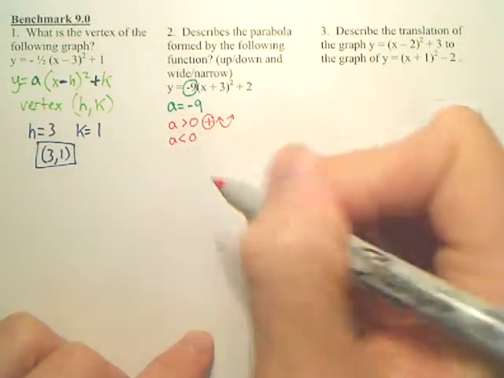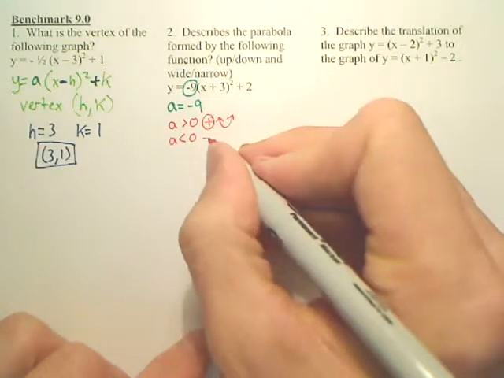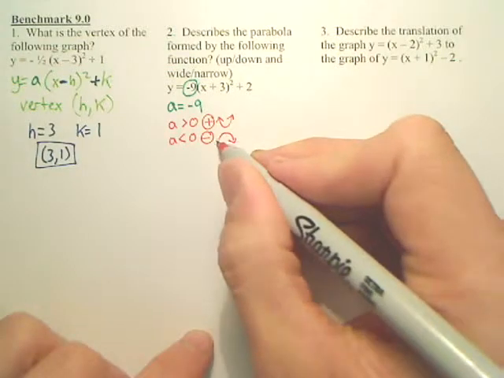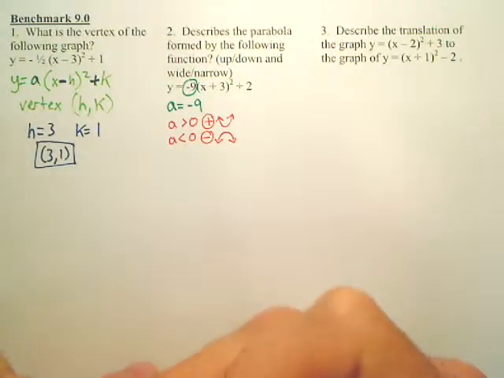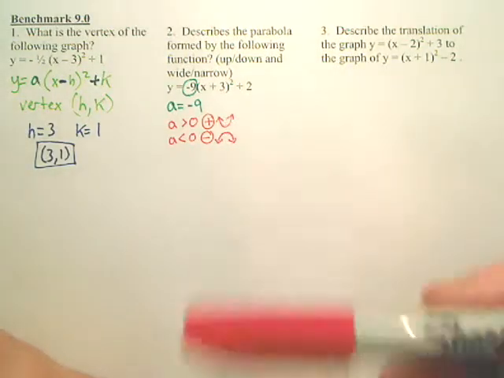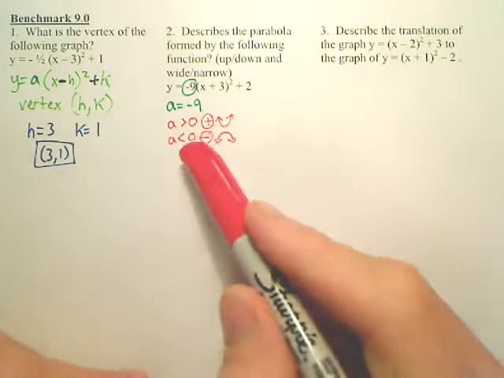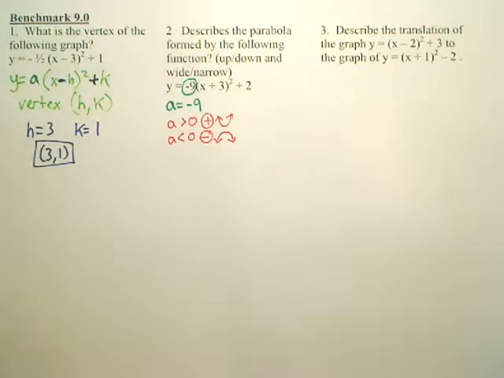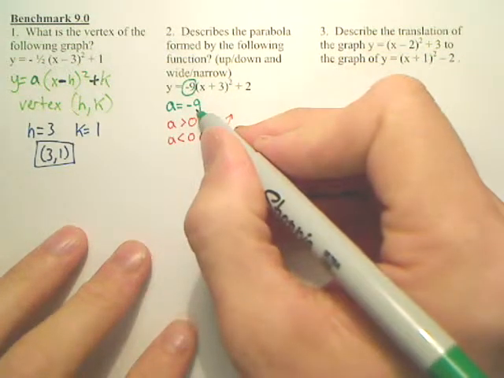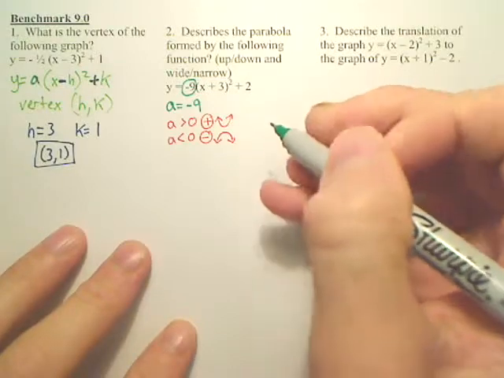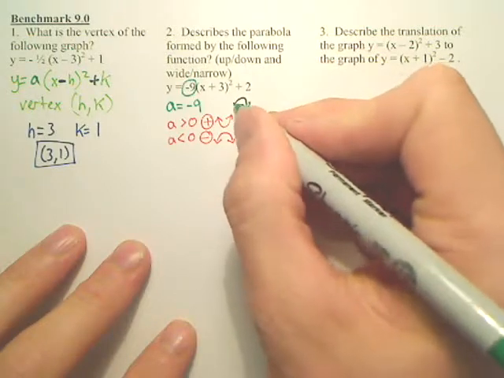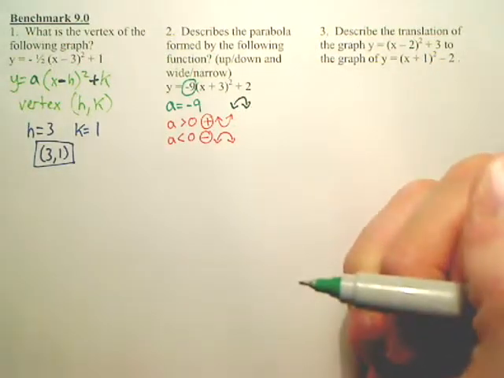If a is less than 0, which means it's negative, what does that mean? It's sad, it's frowning, it's down. I don't mind you putting an up or down parabola. You don't have to write the word up or down. You could just draw it. It's good enough for me. So negatives are sad, positives are happy. That's the first piece. So in this situation, if a is negative 9, it's going to be sad. So our graph is going to be sad.